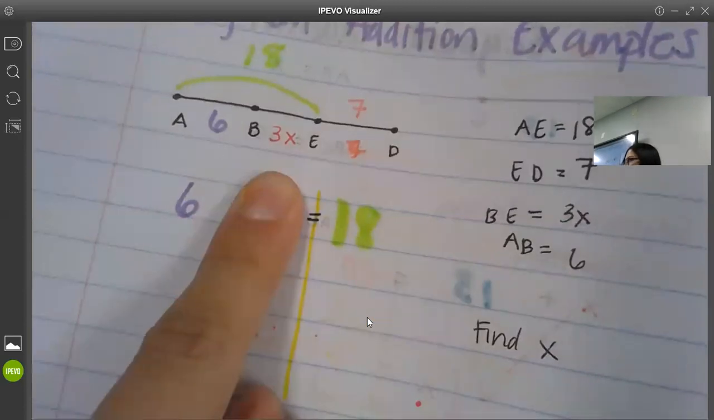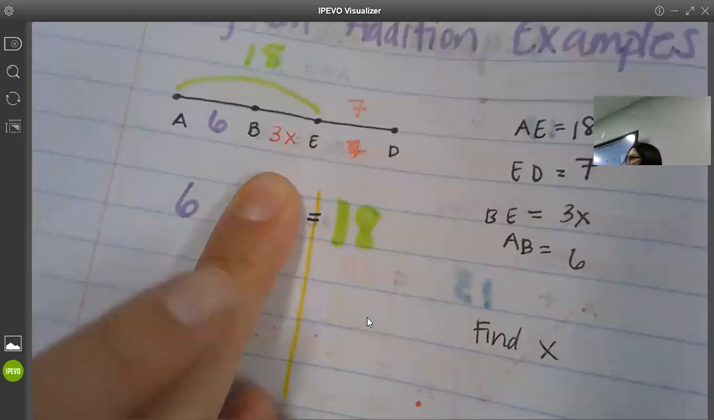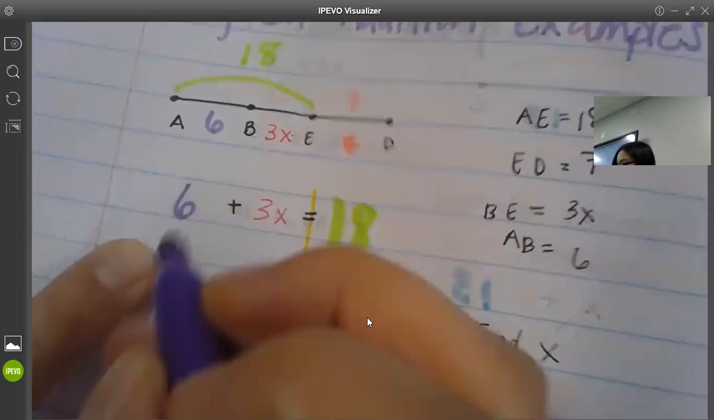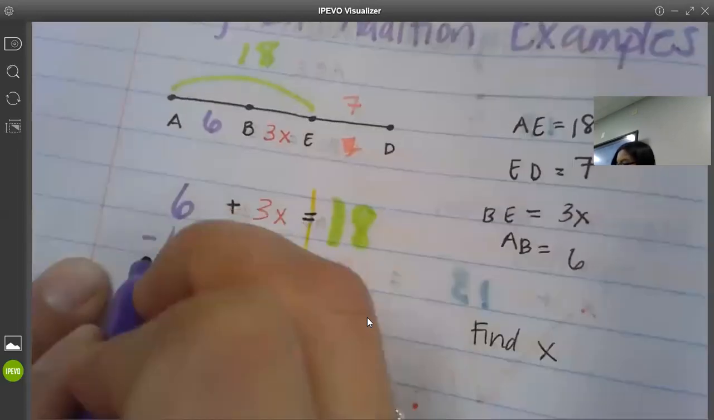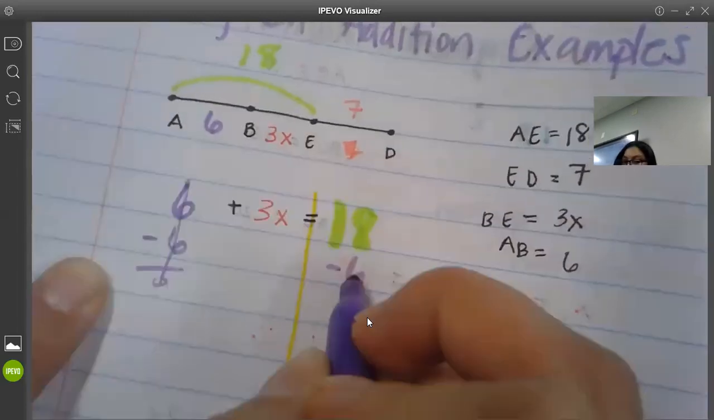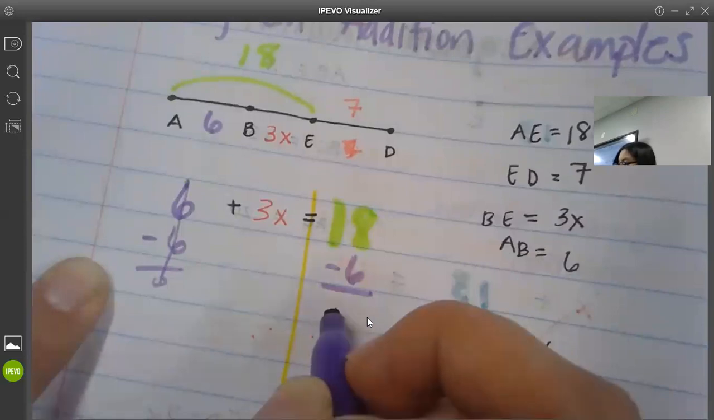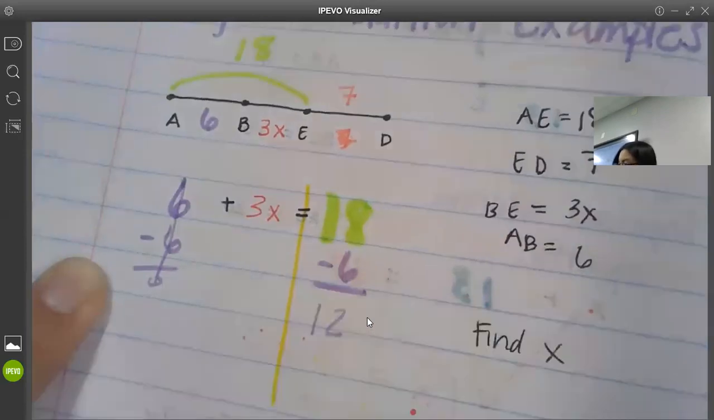So what do we have? Can you tell me, Rukhsar? What do I have on this side? Six. Okay, so there's no seven. Some people were doing minus seven. There's no seven. So you're going to do minus six. Okay, that's zero, minus six. Linda, can you tell me 18 minus six? 12. Okay, it is 12.